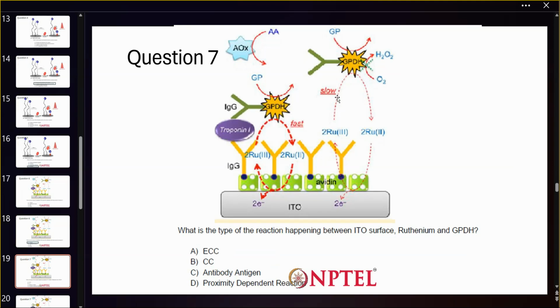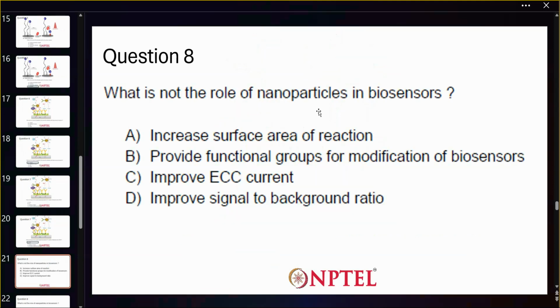And the second question they are asking, in the seventh question, is what is the type of reaction happening between the indium tin oxide surface, ruthenium, and GPDH? Basically, it is a redox reaction with electron transfer. So it cannot be a CC redox reaction. It has to be an ECC redox reaction.